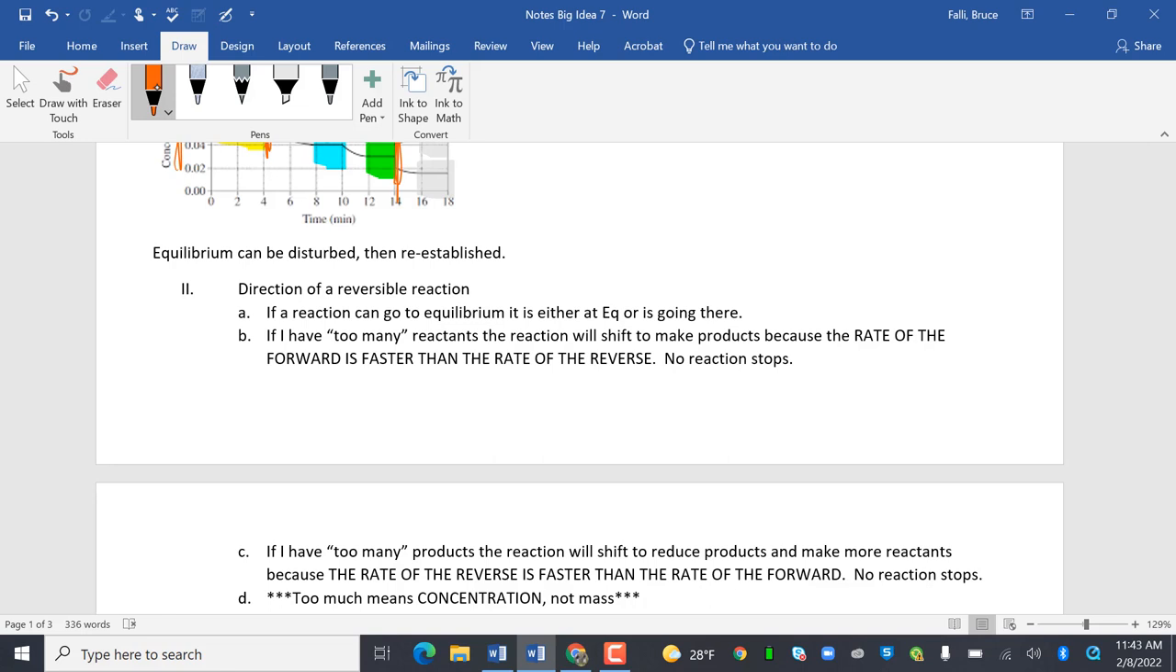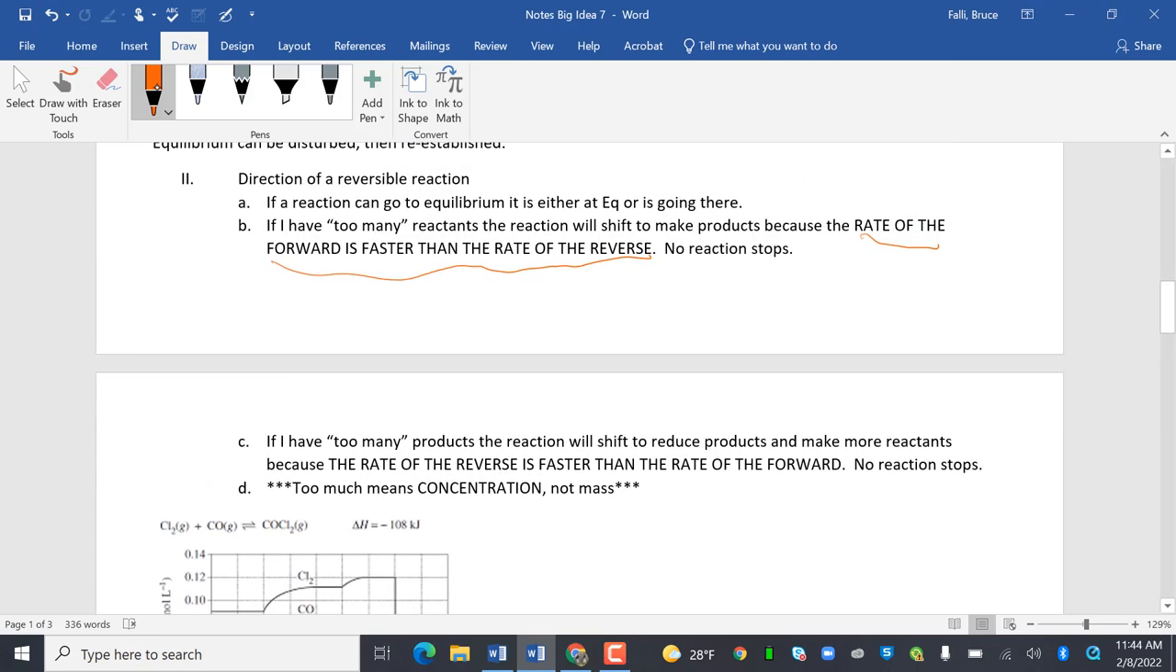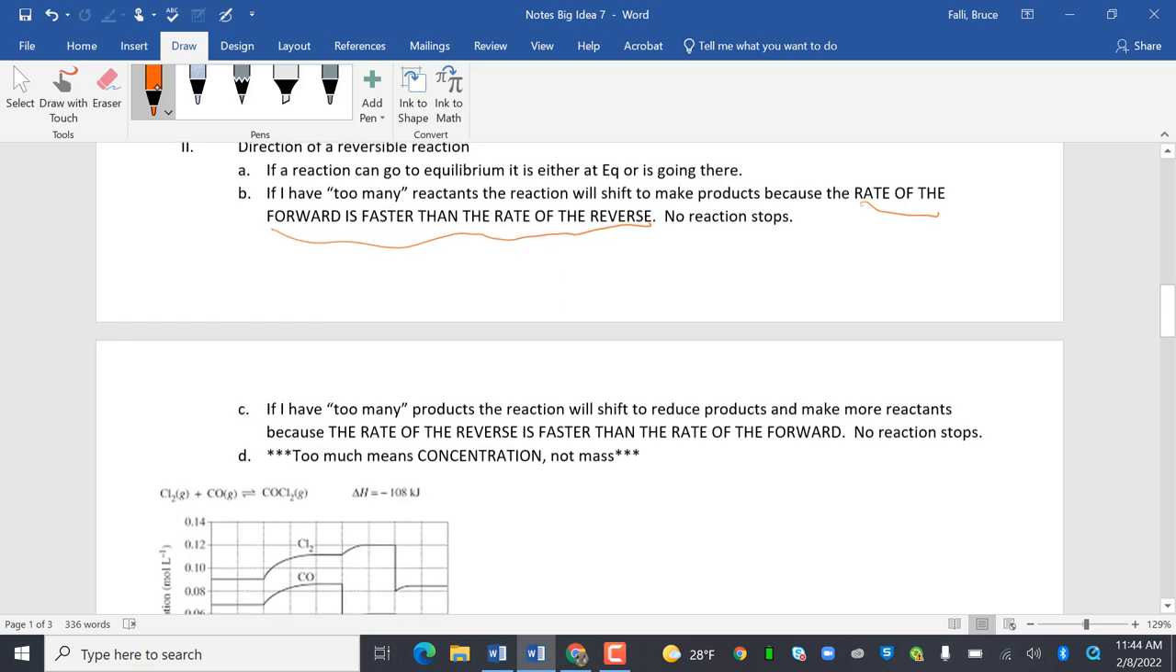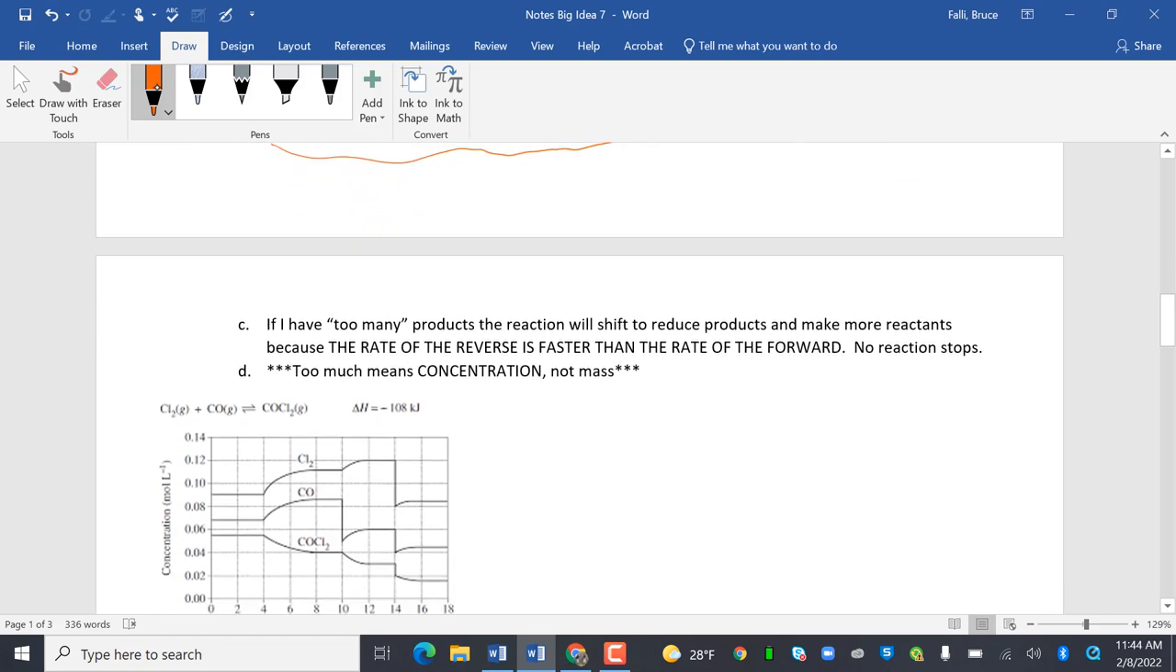If I have too many reactants, the reaction will shift to make products because the rate of the forward is faster than the rate of the reverse. No reaction stops. I just want to point out that the explanation of why is rates. So don't say the reverse reaction goes if I have too many reactants, or don't say the forward reaction goes. Make sure you clearly indicate that both reactions are happening, but one of them is faster.